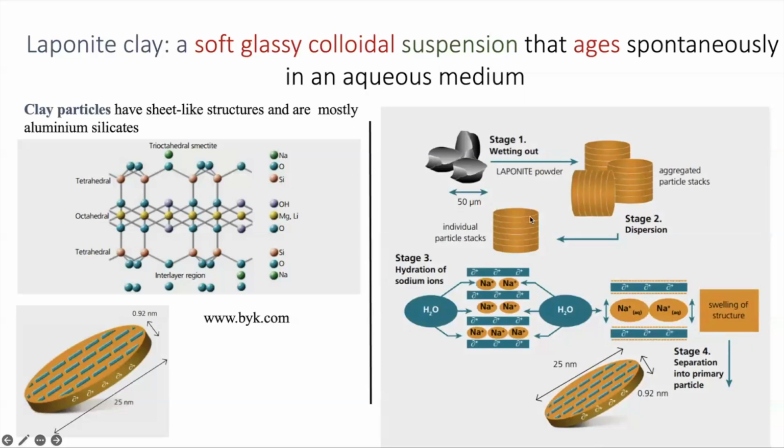Now, remember, in the interlayer gallery here, you have sodium ions, right? So these sodium ions, once you put this stack in water, there is an osmotic pressure gradient between the bulk water and the interlayer gallery.